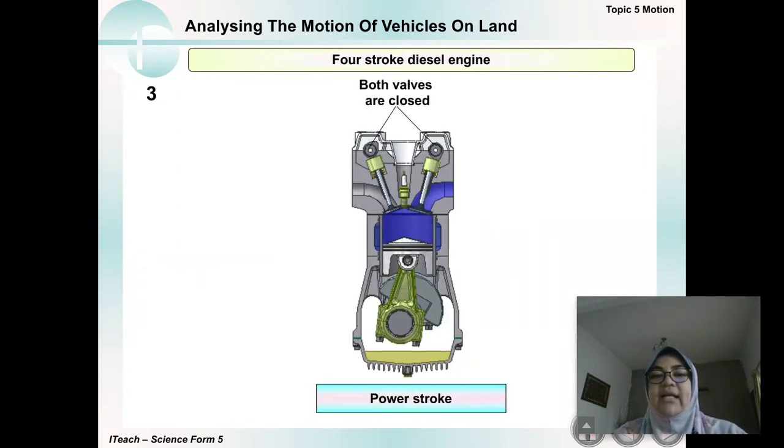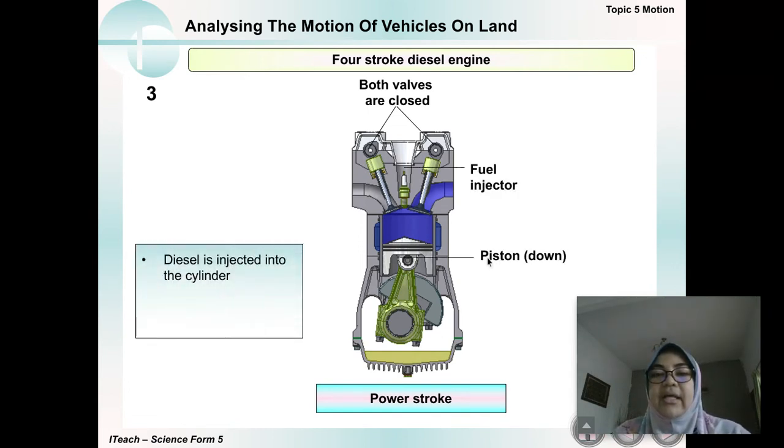Dan sama juga dengan petrol, diesel, bila power stroke, piston akan turun ke bawah. Bila power stroke ni, beza dia dengan petrol. Tadi petrol fuel dengan air yang turun ke bawah, lepas tu dia akan ignite kan. Tapi pada peringkat power stroke, bila piston tu ke bawah, diesel akan inject into the cylinder.